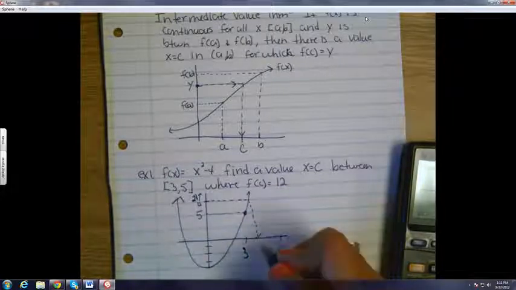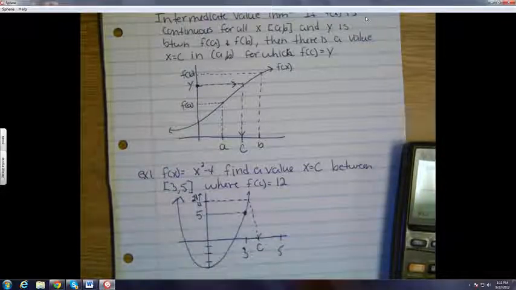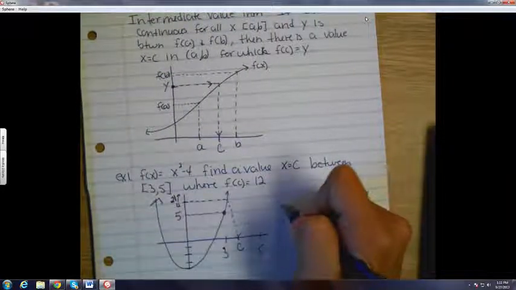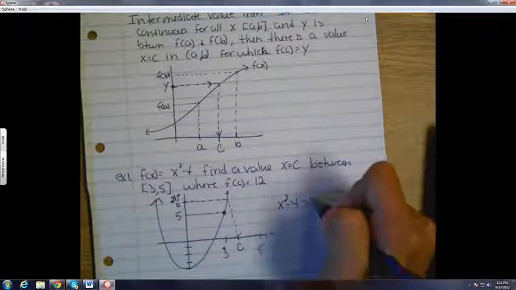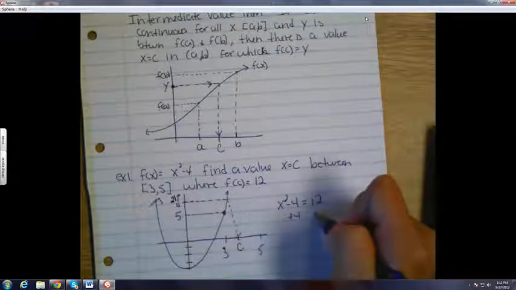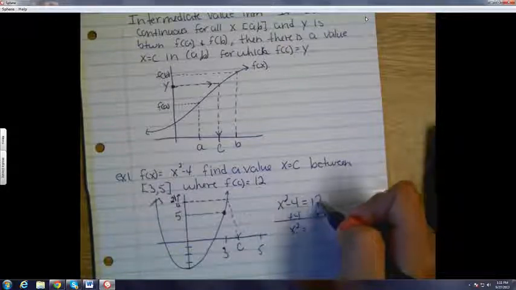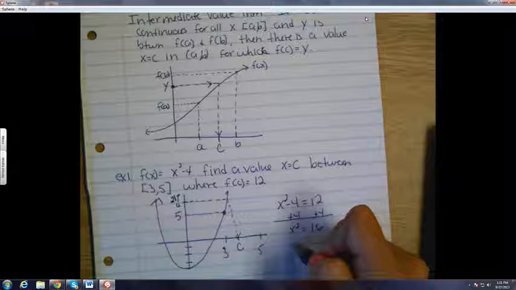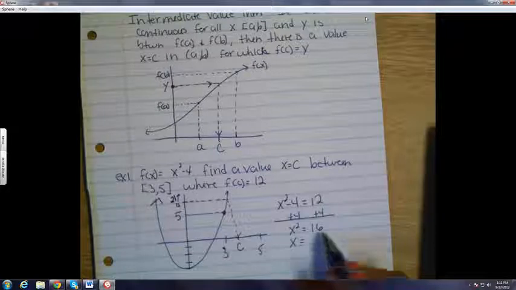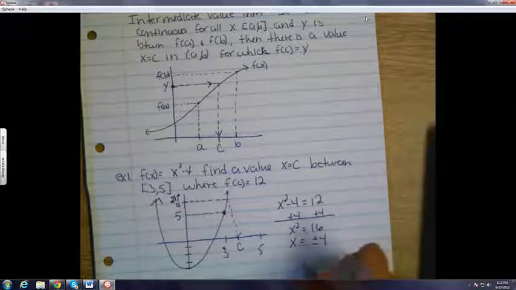Our goal is to find this x value that makes the function equal 12. Well, that's just some simple algebra where we set the function, I want to know when it equals 12. Well, solving for x, if I add 4 to both sides, x squared equals 16. Take the square root. X could equal a positive or negative 4, because both of them squared give me 16. But if I look at the window I want the x value that's between 3 and 5. That's the positive 4.